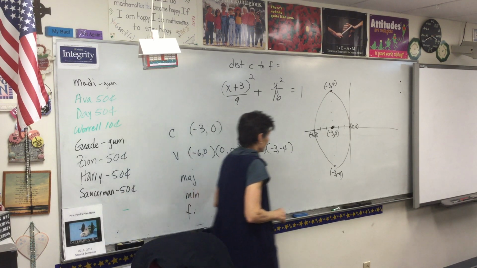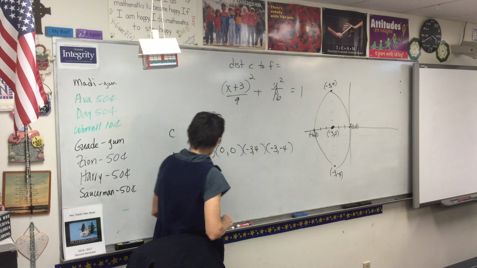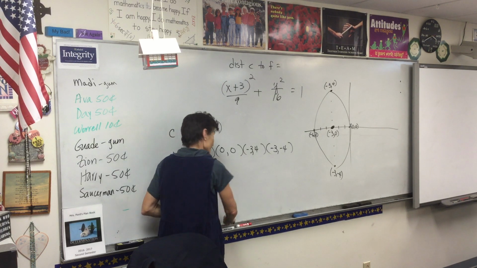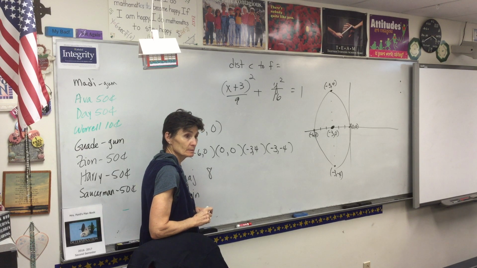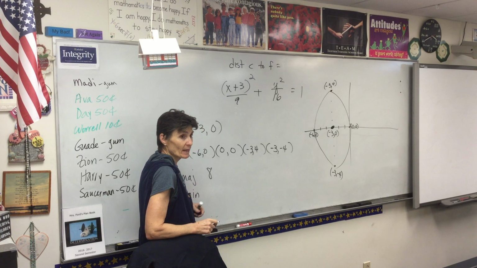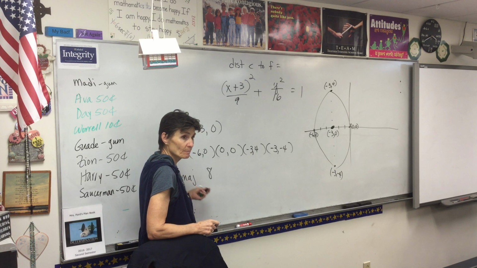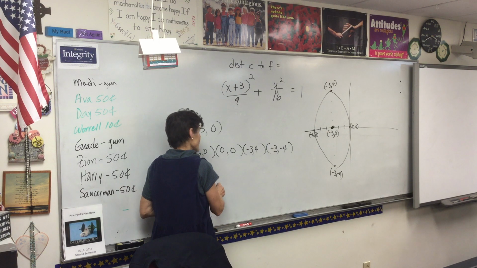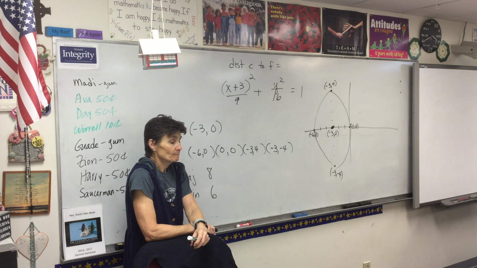Major's 8, minor's 6. Okay, so how long is my major axis? 8. Everybody good with that? Everybody know how we got 8? Peyton, you know how we got 8? For the major axis? We counted up and down 4. So what's my minor axis then? 6. 6, because we counted sideways 3. Yep.